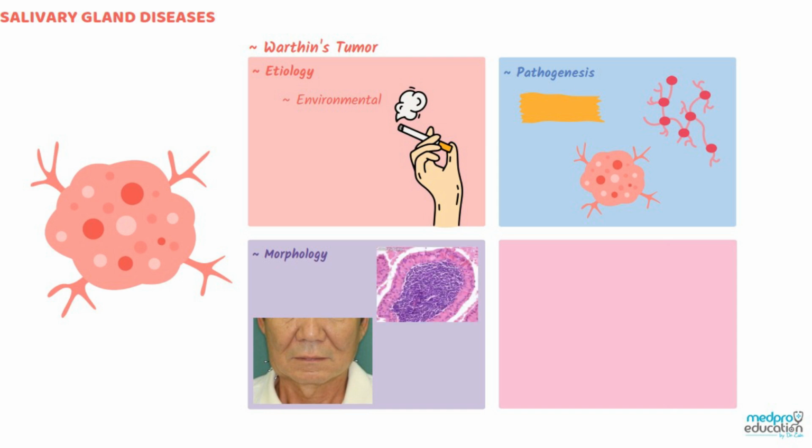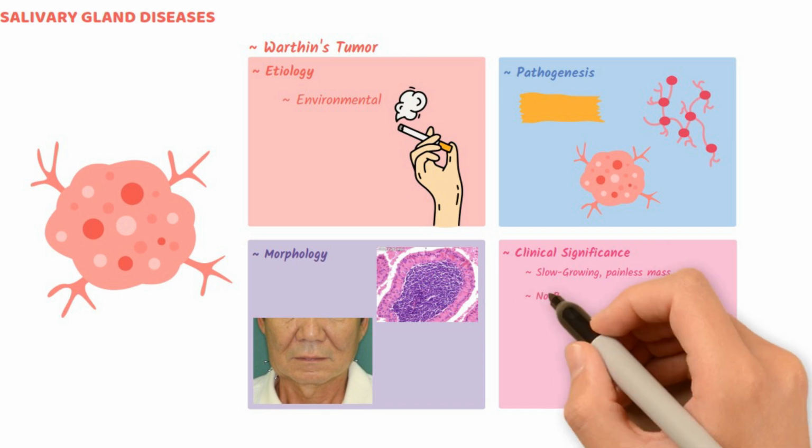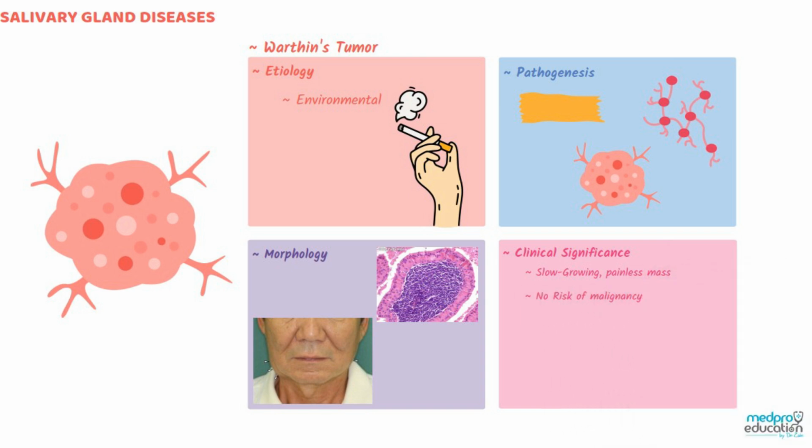Histologically, a double layer of oncocytic epithelial cells surrounding cystic spaces with a dense lymphoid stroma containing germinal centers. Clinical significance: presents as a slow-growing, painless mass. It is almost exclusively parotid, has almost no malignant potential, and is often bilateral.